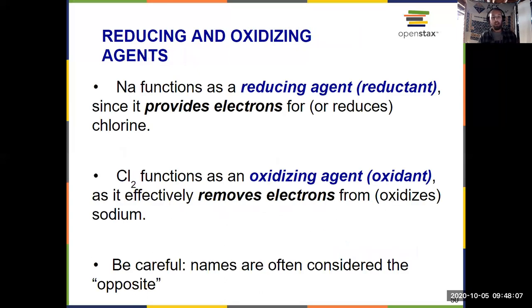Okay. And we also have some opposite terms, the agents themselves, excuse me. Okay. So in this case, sodium is being oxidized, but it's also functioning as a reducing agent, also known as a reductant, because it is being oxidized and providing electrons for chlorine to being reduced. So when you see that word agent, it kind of flips the definition. Whatever's being oxidized is also acting as a reducing agent, and whatever's being reduced acts as an oxidizing agent. In that case, this is chlorine because it's removing electrons from sodium.